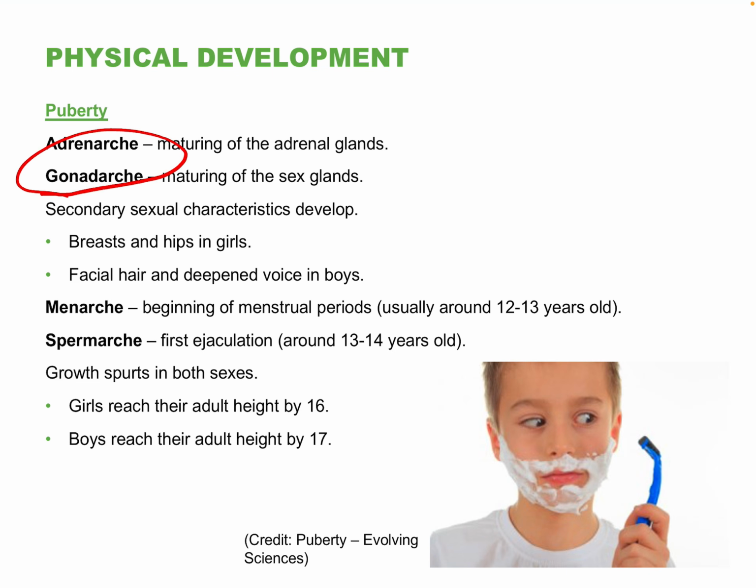Certain secondary sexual characteristics develop. Now, primary and secondary sexual characteristics are often confused, but basically, secondary sexual characteristics exist in boys and girls, okay? But they're more often found in one or the other, such as the development of hips and breasts in girls, or facial hair and the voice change in boys, right?